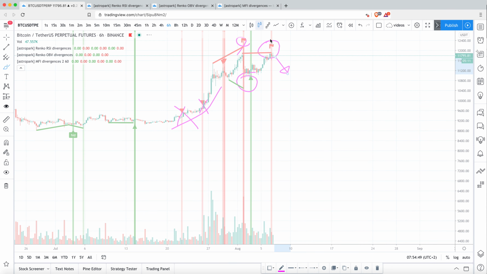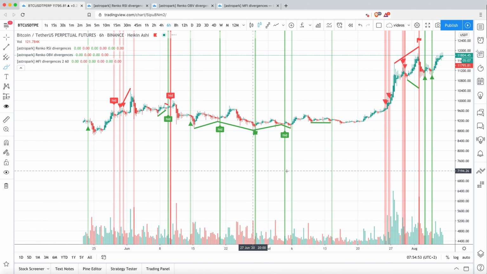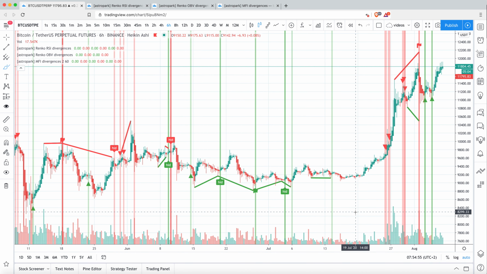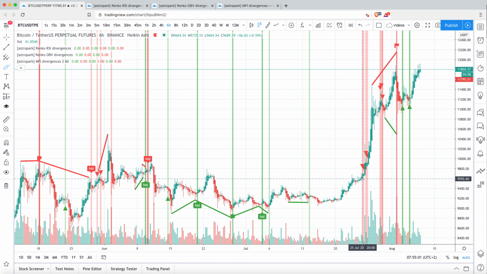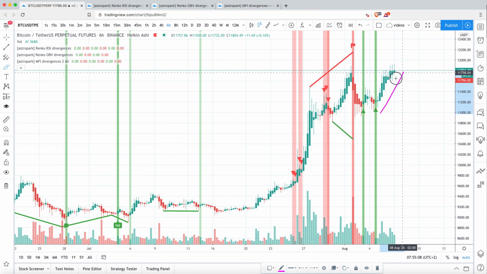Okay, it works also on Heikin Ashi. This is how you would have seen this on Heikin Ashi, for example. Yes, I guess it works. As you can see here on Heikin Ashi, we are still in a bull trend, an important bull trend. The candles are all green. This is a fact also.